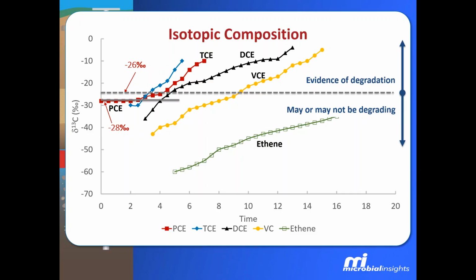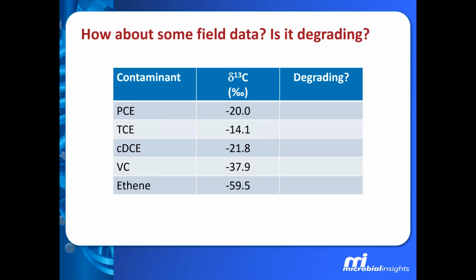So the rule of thumb is this, again, remember our threshold value here. When the del 13C value of the daughter product exceeds the del 13C value of the parent source by at least 2 per mil, then we have convincing evidence that those daughter products are themselves being biodegraded.